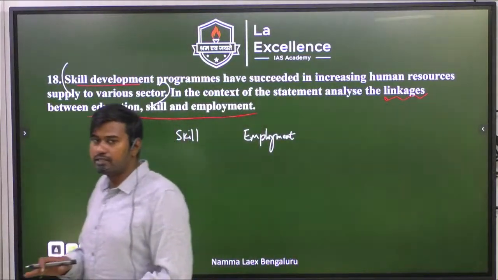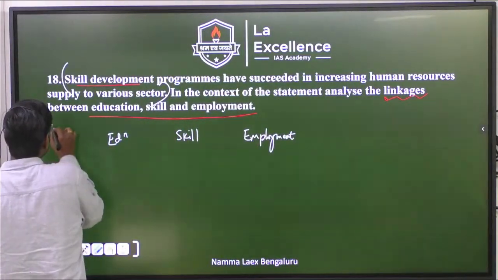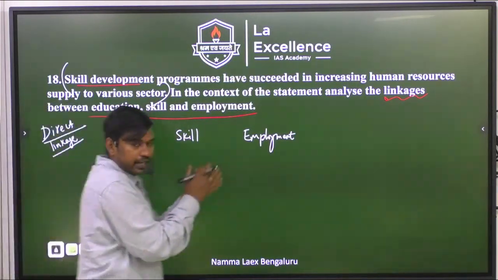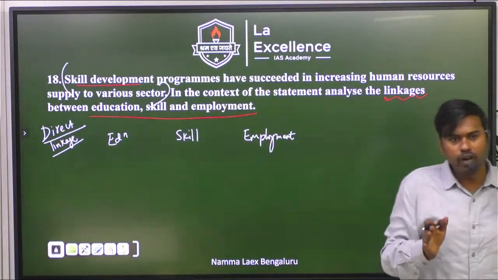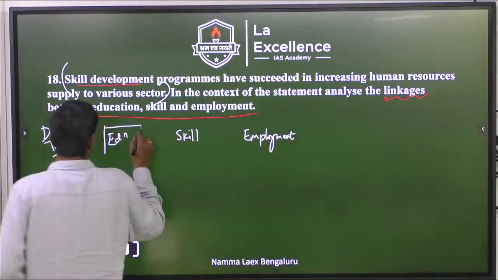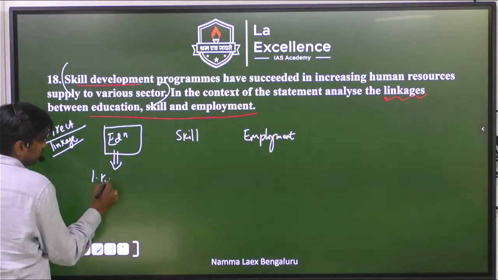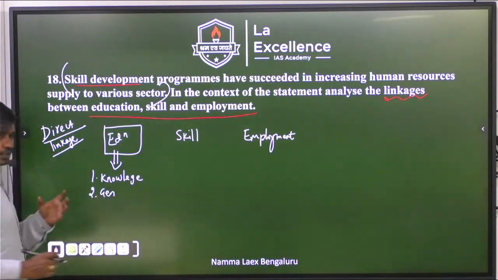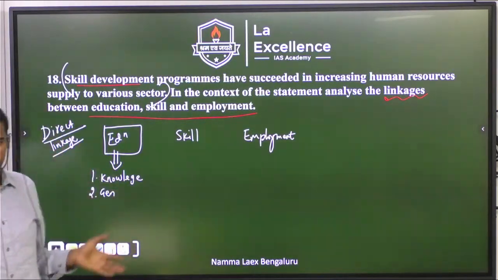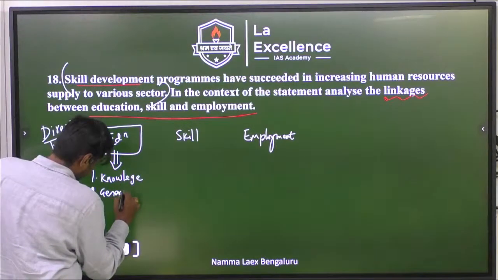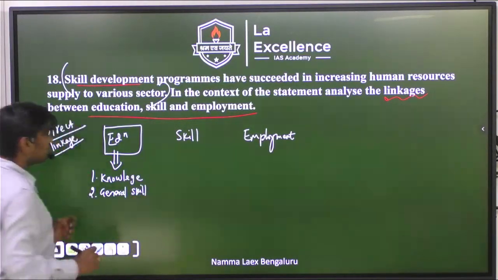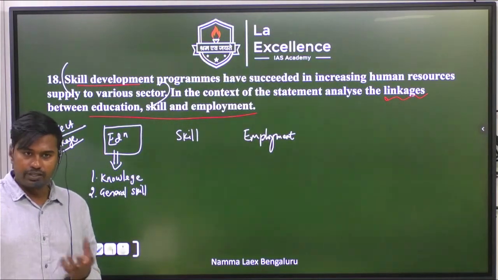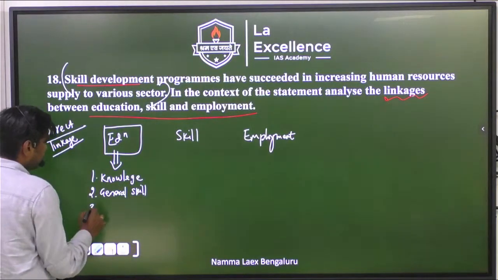But in most cases there is a direct linkage between education, skill and employment. What is that linkage? Somebody who is getting education today, what is the first thing they will get? They will get knowledge, and they will get general skill, that is life problem solving skill, team management work. That is general skill. And what else do you get by education? Awareness, yes, awareness about technology and everything.